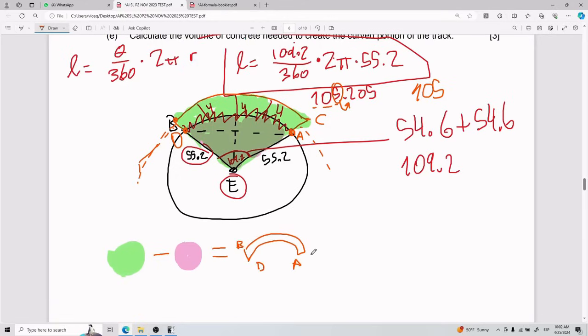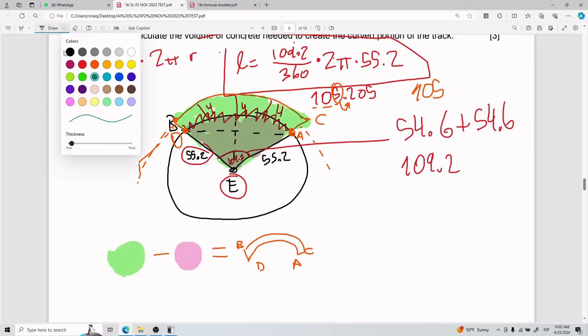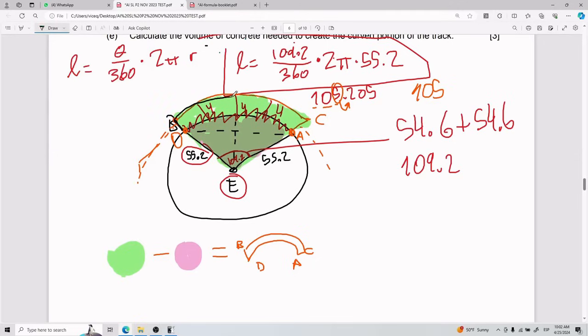D, B, C. Okay, so you're taking the area of a sector twice, first the big one, then the small one, subtracting both, and clearly you need to end up with only what is in here. Okay, you end up with only this, which is exactly what they're asking for. So that is the game plan.